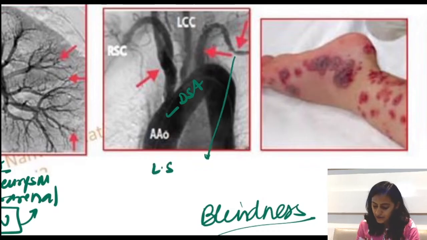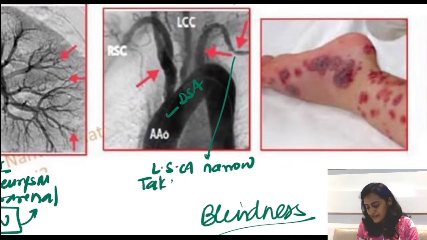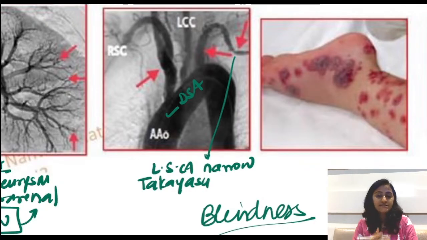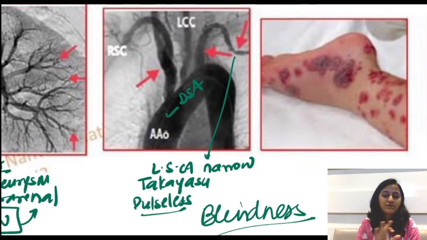Okay, there is narrowing of the left subclavian artery. Whenever you have large arteries, the aorta and its branches, affected, that is Takayasu's arteritis. Because of the subclavian artery involvement, the pulse in that limb will be affected, and that is why this is also called pulseless disease. The subclavian artery is the most common site there.